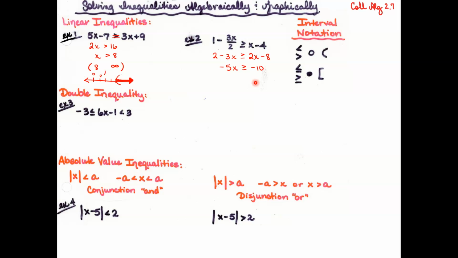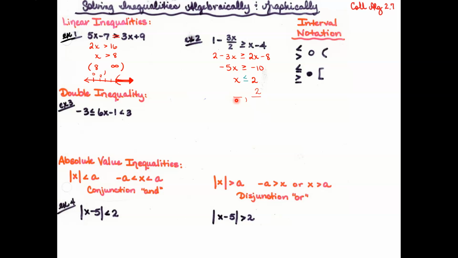And what do you do when you multiply or divide by a negative? You have to reverse your inequality sign. So we're going to say negative 10 divided by negative 5 is positive 2, but we're going to change that greater than to a less than. Okay, so for our interval notation, 2 is going to be our highest value, so it'll go on the right.